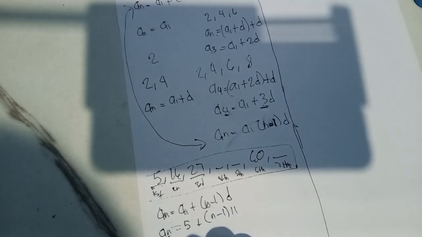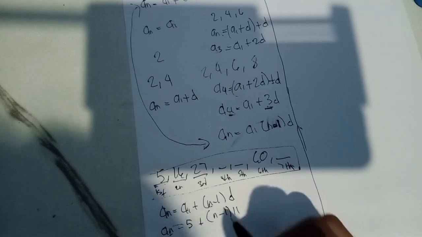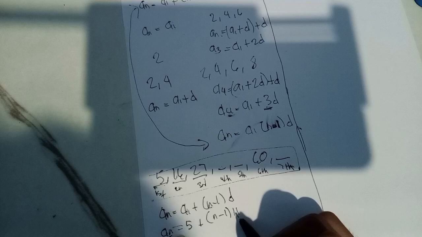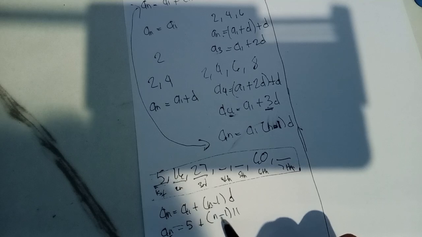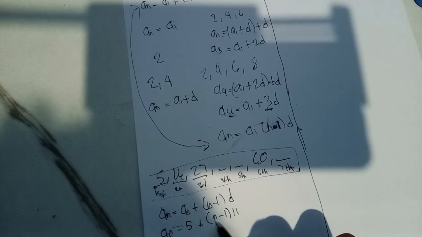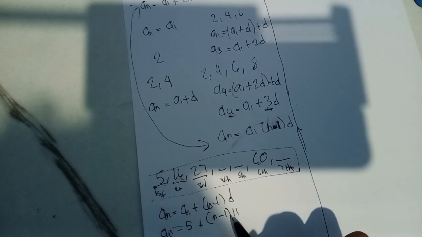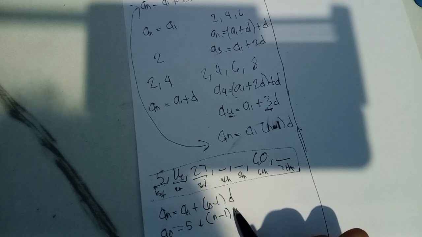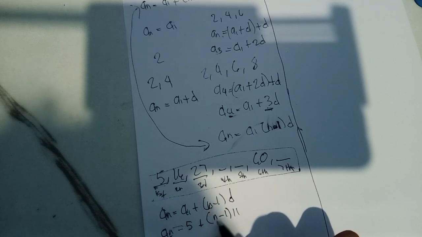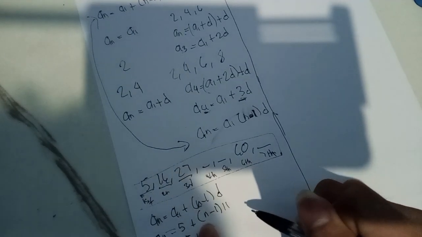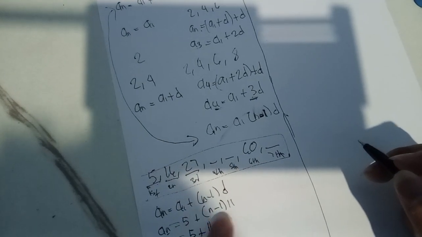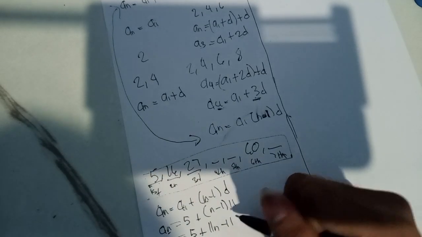Okay, so what do we do next? So we will times 11 to this parentheses, since we can't subtract n from 1 because n is a variable and 1 is a number. Okay, so we will distribute 11 to this n and negative 1. So 11 times n is 11n, and 11 times negative 1 is negative 11.